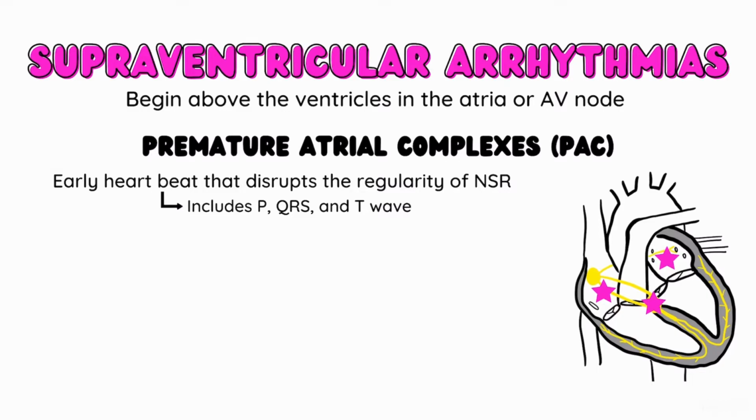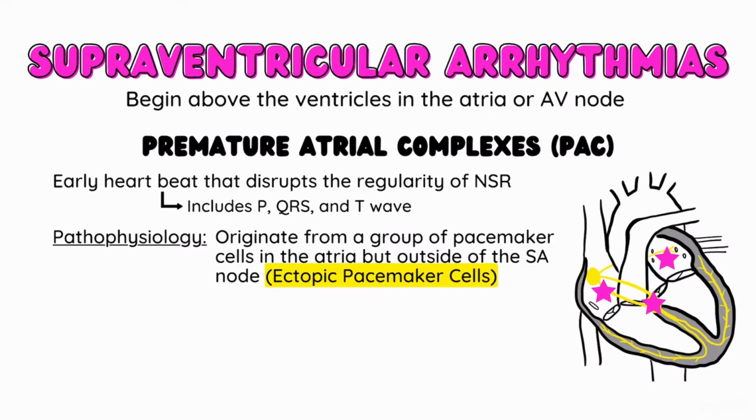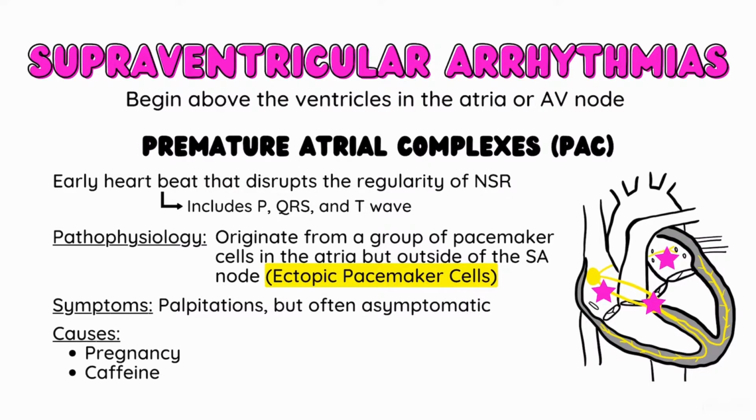This heartbeat includes a P, QRS, and T wave like other heartbeats. PACs originate from a group of pacemaker cells in the atria that are outside of the SA node. These are called ectopic pacemaker cells. PACs may sometimes be perceived as palpitations, but oftentimes they are discovered incidentally on ECGs. They can be caused by any number of things, like pregnancy and caffeine. Generally speaking, they are benign and no intervention is needed.